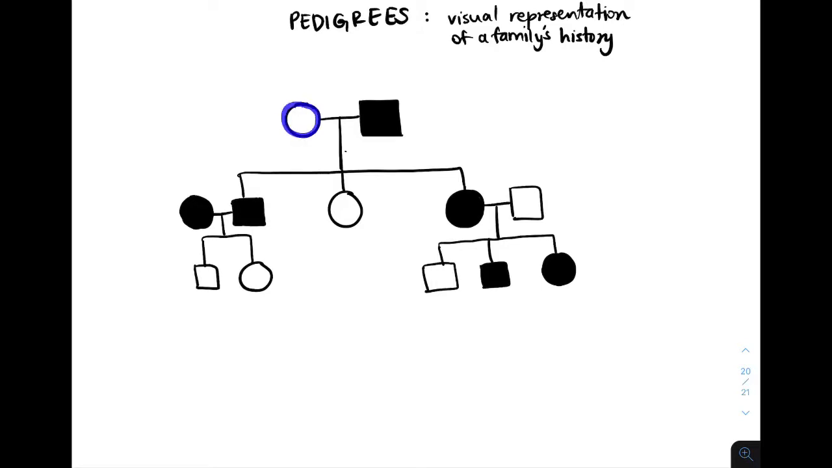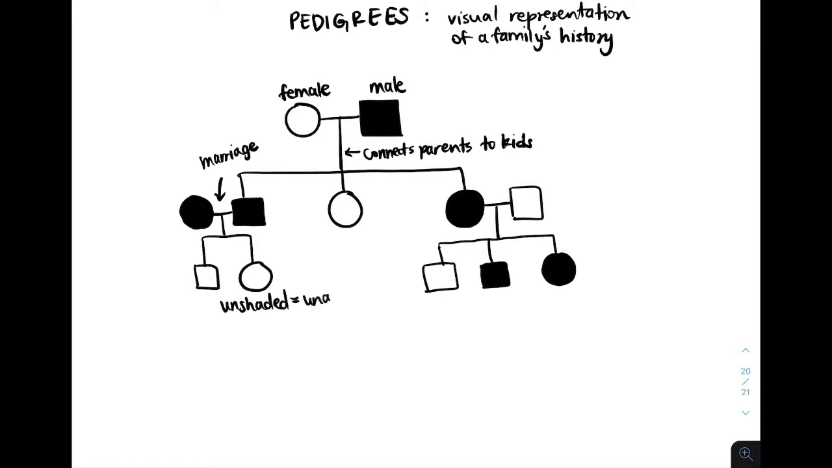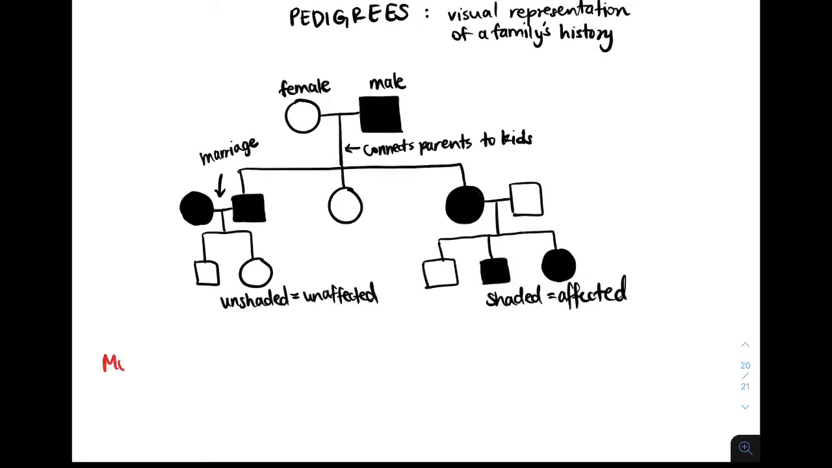In a pedigree, a circle indicates that it's a female, a square indicates that the individual is a male, a vertical line connects parents to children, a horizontal line indicates marriage between a male and a female, a circle or square that is unshaded indicates that that individual is unaffected. But a square or circle that is shaded indicates that that person is affected.